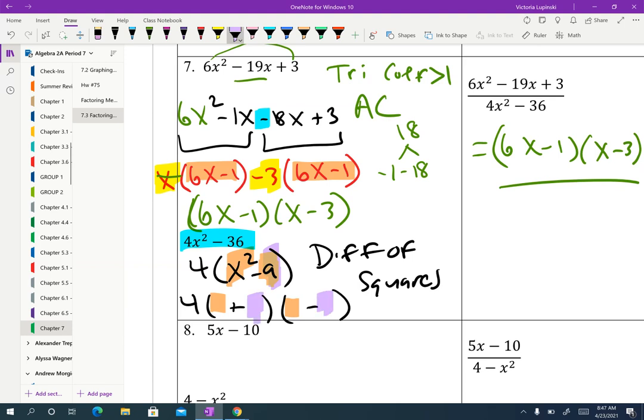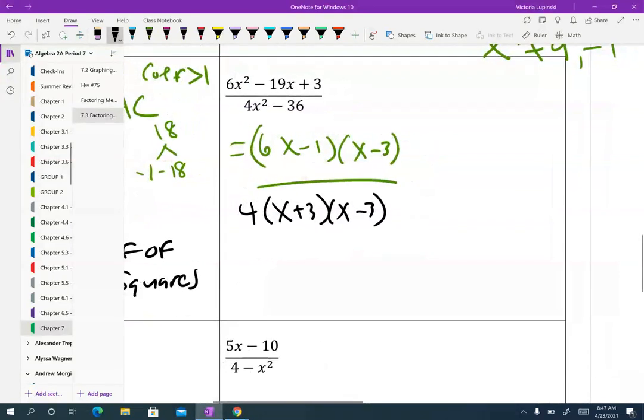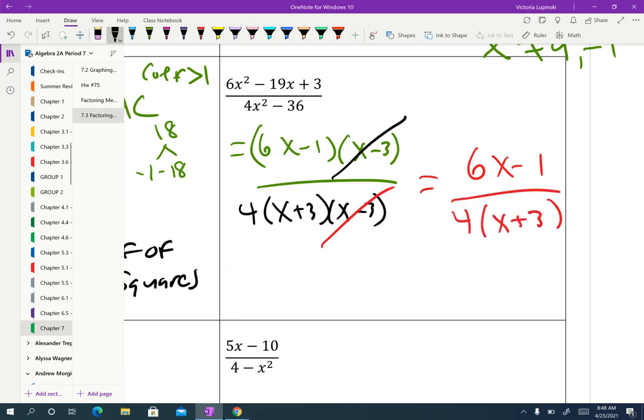So make that purple. The square root of x squared is just x. The square root of 9 is 3. That means you're going to factor your denominator as 4 times x plus 3 times x minus 3. When it comes to cancellation, I can cancel this x minus 3 with this x minus 3, which means I'm left with a 6x minus 1 on the top, a 4 and an x plus 3 on the bottom.